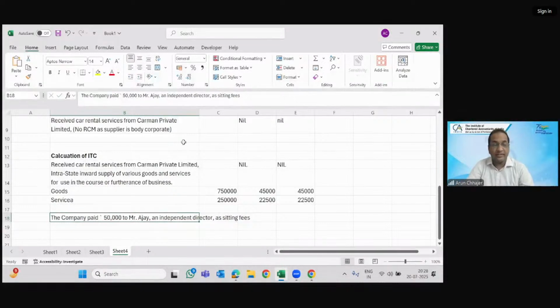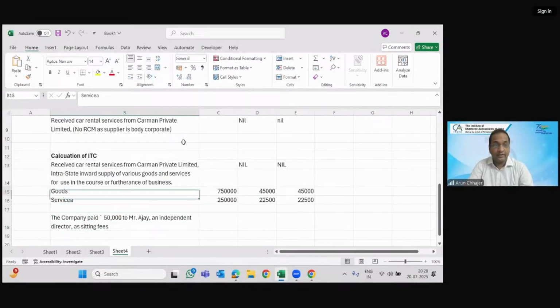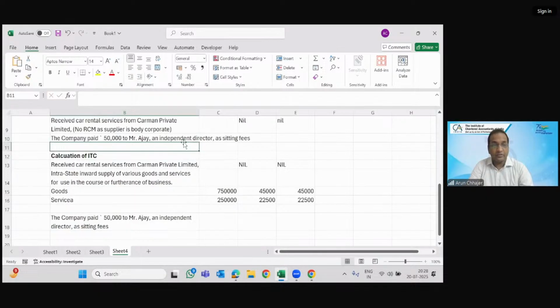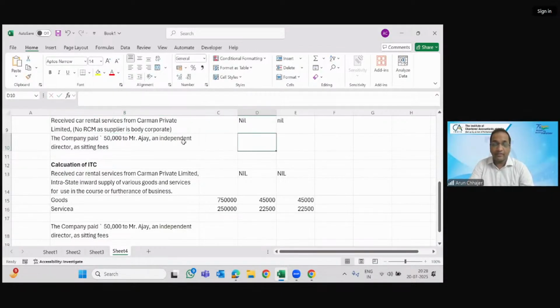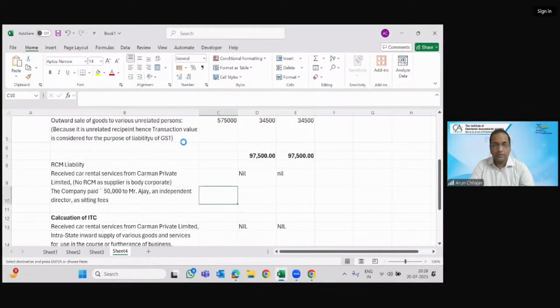So first I will write here also. Please change the language; you should write "reverse charge" properly for the RCM. Okay. What is the total amount? 50,000. Correct.